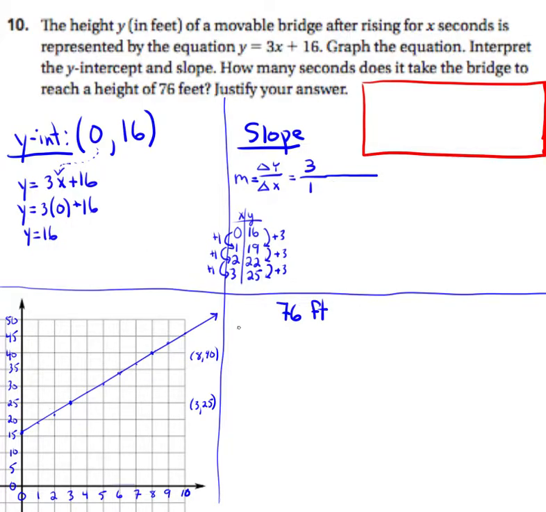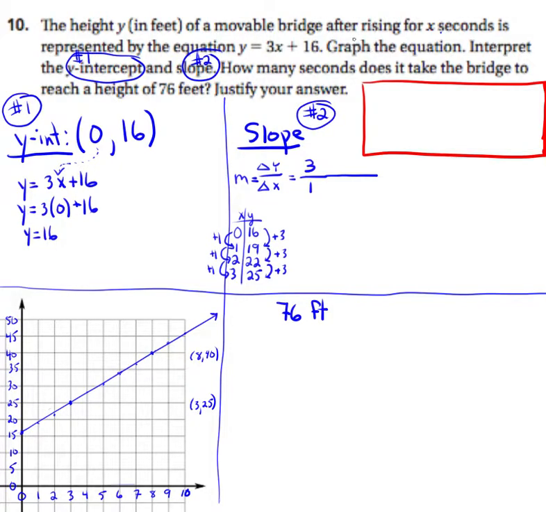I also kind of broke up my work because I noticed when I read this, there's a lot of questions I have to answer. So the first one is interpreting the intercept. So I needed to find the intercept. That would be my number one thing that I did. So that was this area right here, number one. The second thing that I did, number two, was the slope. So number two was this section right here.